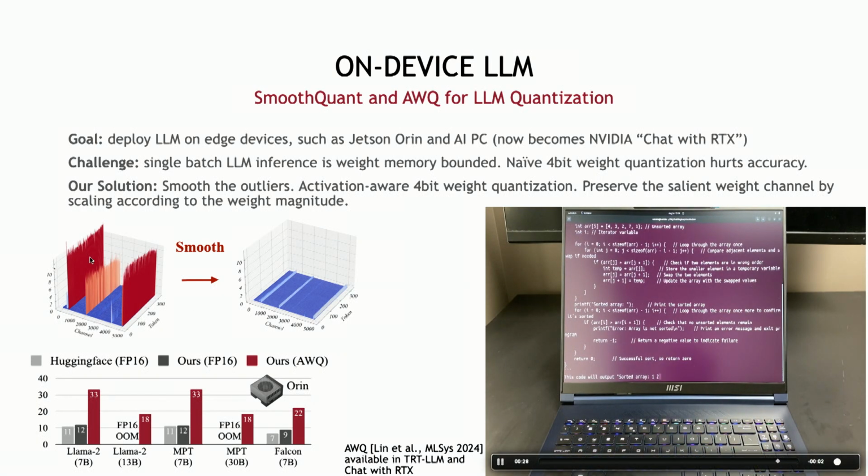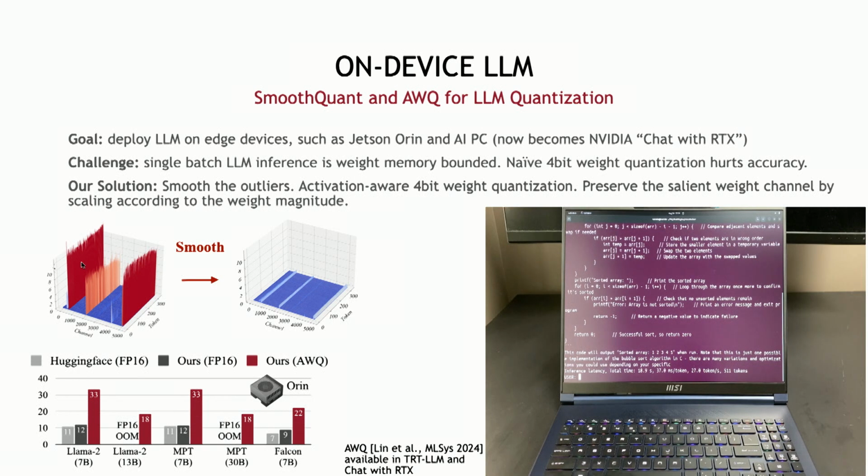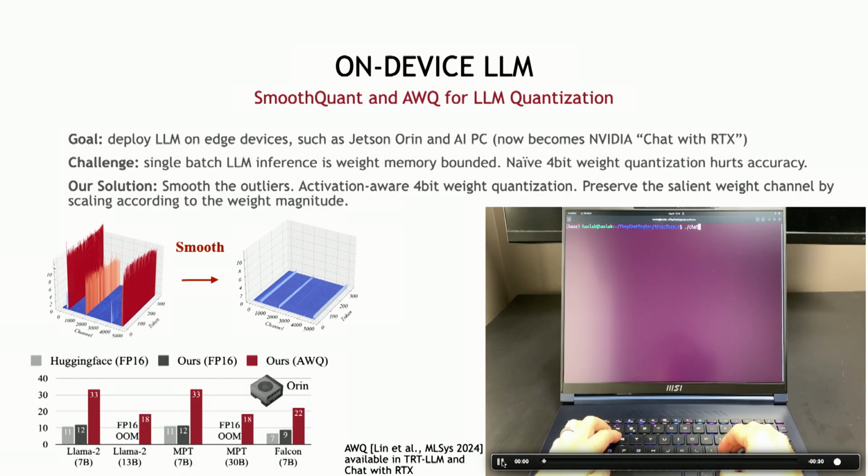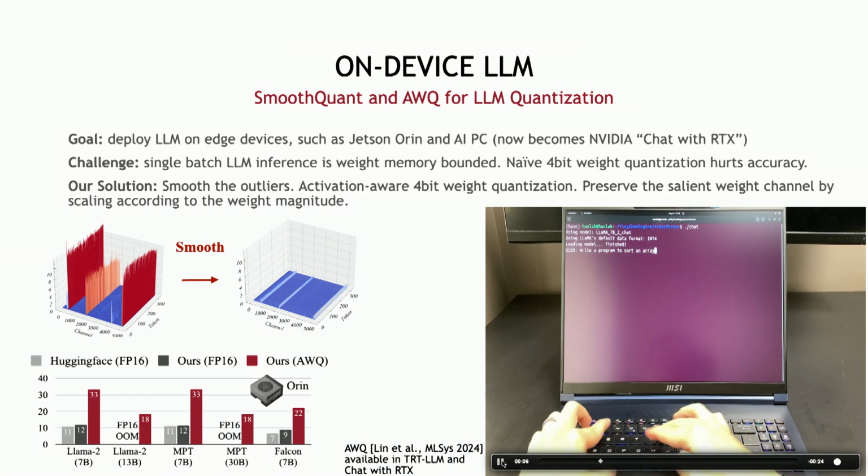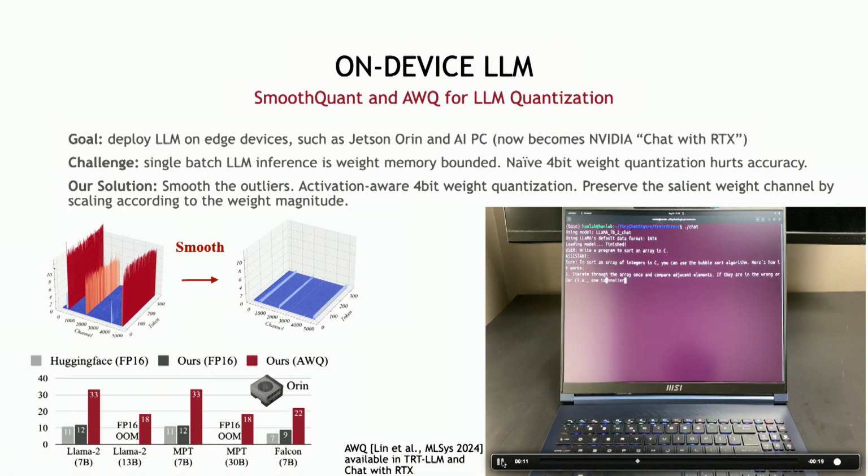But unfortunately, these outlier channels make it difficult to quantize, and accuracy degrades very severely. So by smoothing, we can make the activations much smoother and easier to quantize by shifting the quantization difficulty between the weights and activations, so that we can run the large language model locally on your laptop without connecting to the internet. For example, here we are asking it to write a program to sort an array in C, and then it's going to tell you the answer.